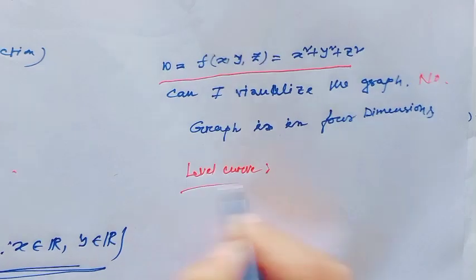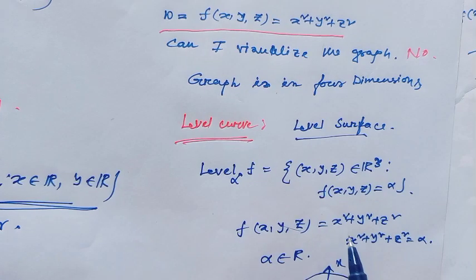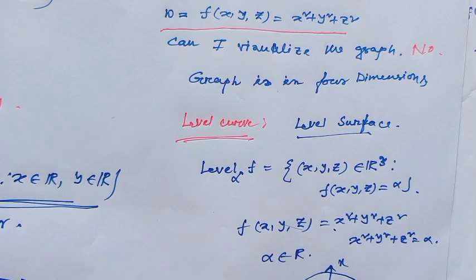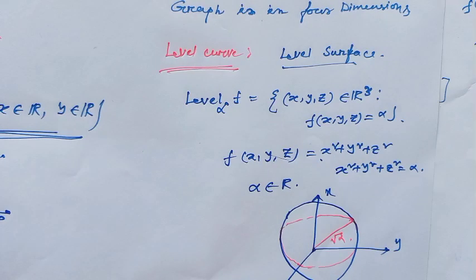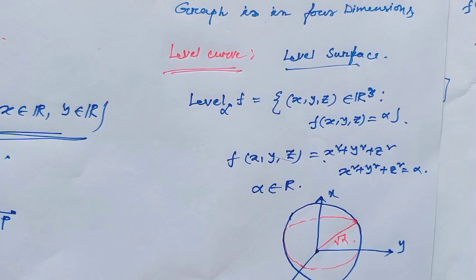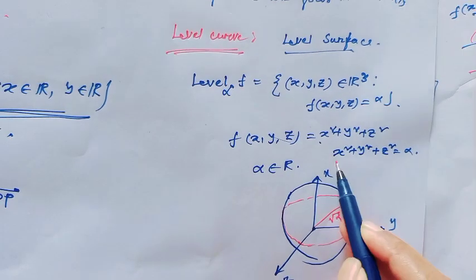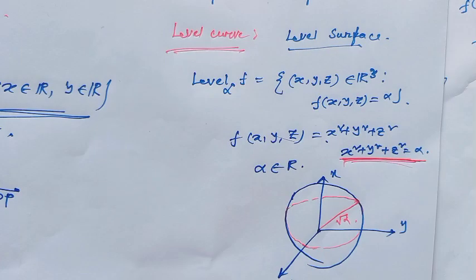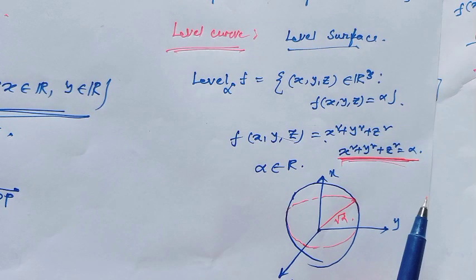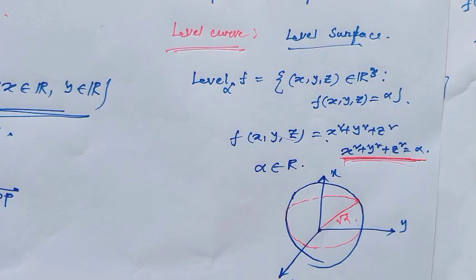All of us know the level curve. Just as a review, for this given function, the level curve is x square plus y square plus z square equal to alpha, where alpha belongs to R, and this is actually the sphere with center 0 0 0 and radius square root of alpha. All of us know this.